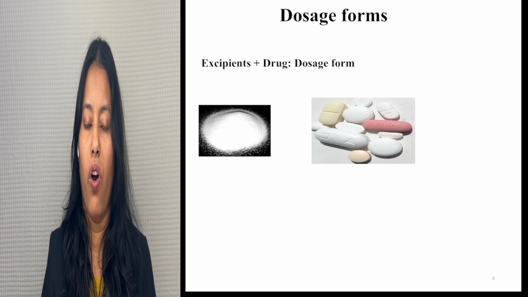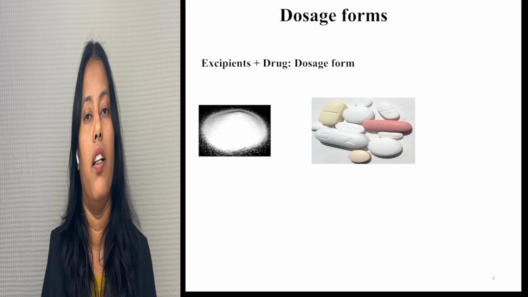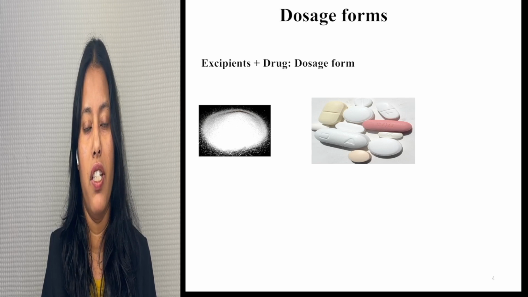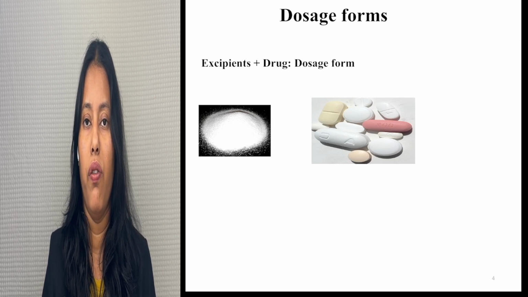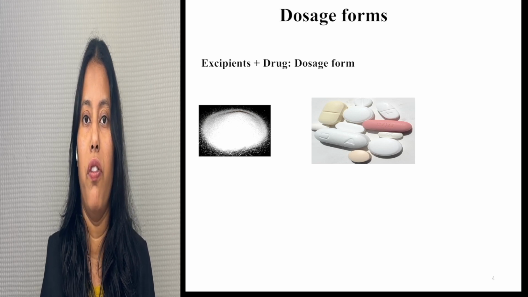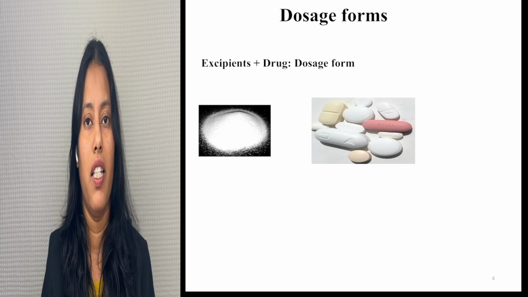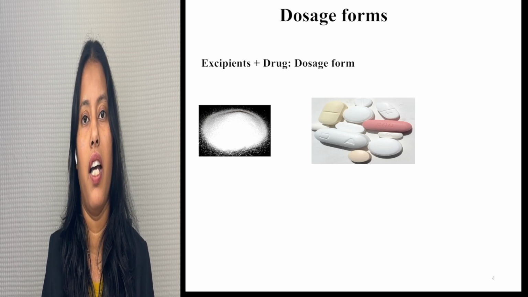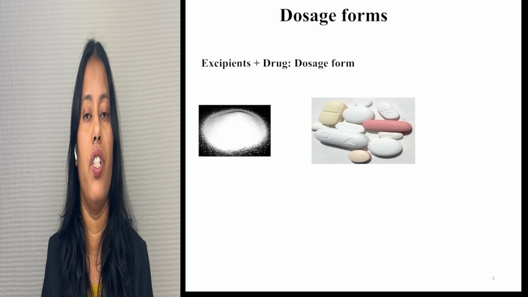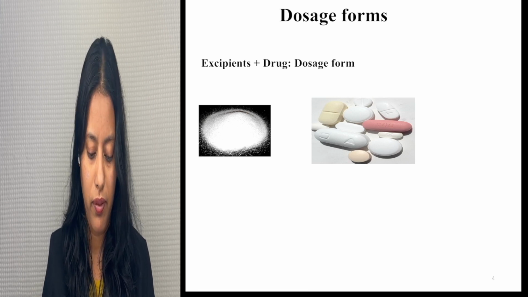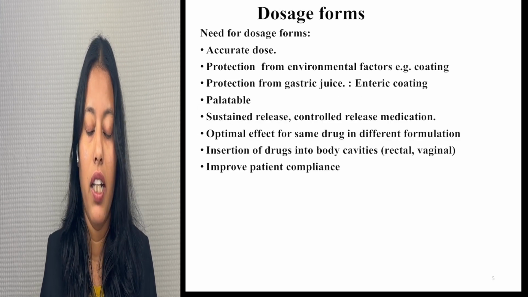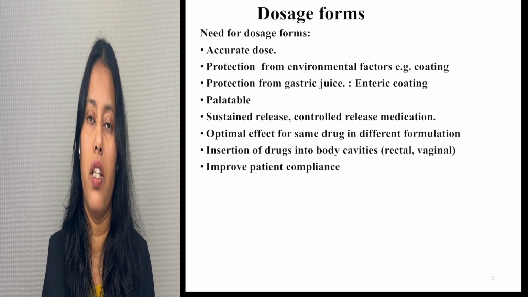Like the same bitter gourd, you can eat in the form of juice, in the form of the bitter gourd vegetable, or in the form of fried bitter gourds. So these are the three to four forms of the bitter gourd which you are eating. So you understood the concept of dosage form: drug plus excipients gives you the dosage form. Drug is the active ingredient and excipients are the other than active ingredients which help to make up the dosage form.